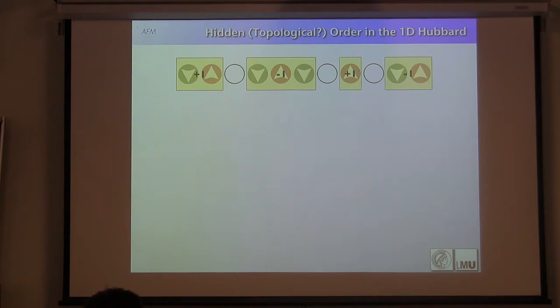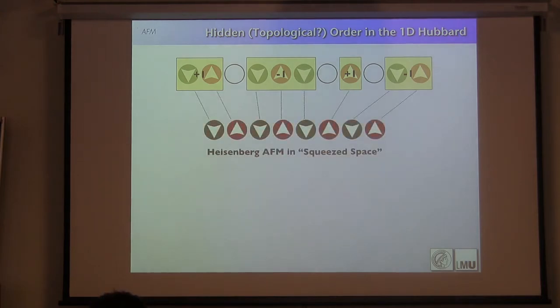And now what Fabian was writing down yesterday, I just put in this cartoon again. If you stare at this image, if you would somehow remove the holes and go to this fictitious squeezed space, this actually looks like a perfect Heisenberg antiferromagnet. So getting rid of the holes, going to the squeezed space, you see that there is a very simple order in this state. You just have to get rid of the holes, squeeze them together, and then you see this nice Heisenberg antiferromagnet.